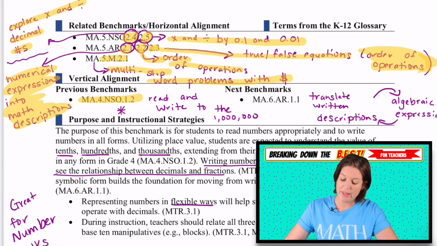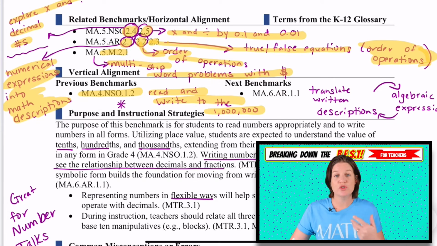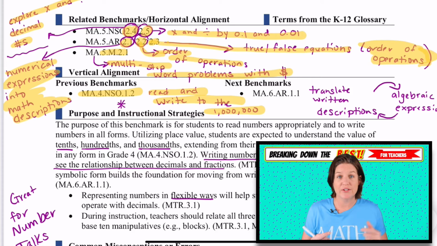4.NSO.1.2, which is where they were required to read and write numbers to the 1 million mark. So your students should have seen and should have practiced writing standard form, word form, and expanded form. This is just their first experience using a decimal.